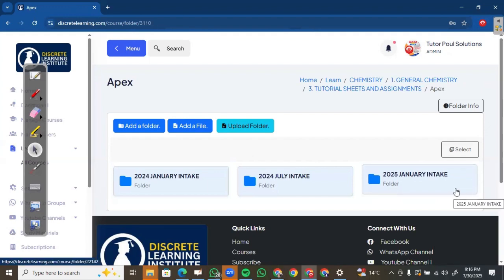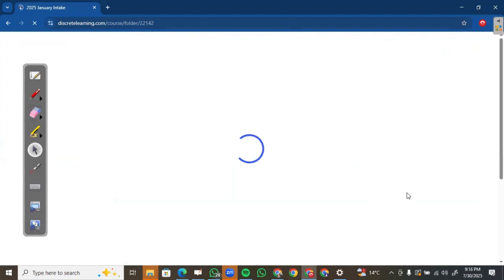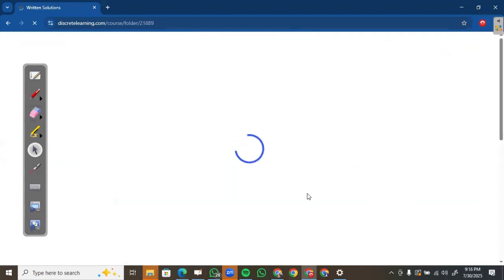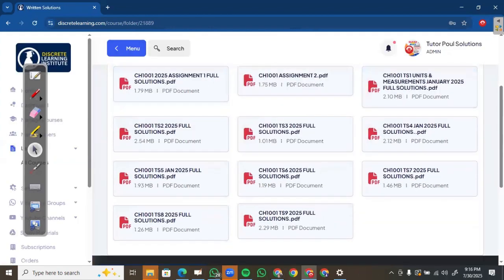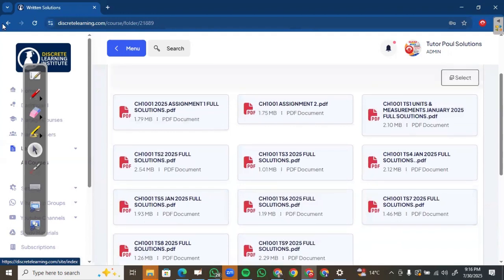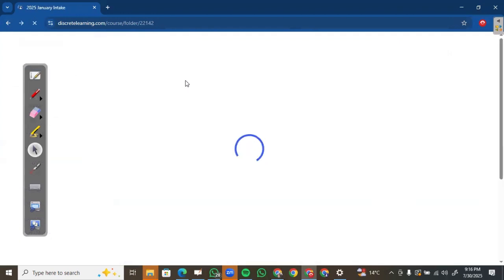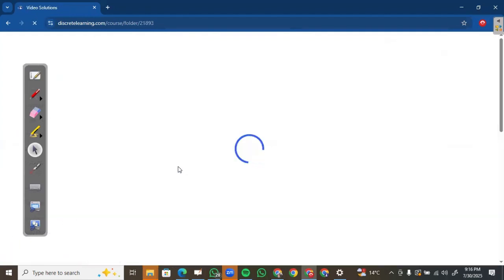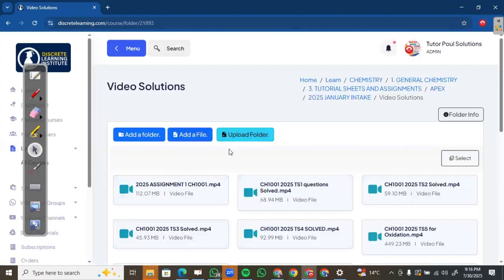The concept is the same, meaning you can learn even the videos here. So you can go to 2025. You're going to find written solutions, for those who prefer written solutions. Tutorial sheet one up to tutorial sheet 9. And then the videos, we also have them here. We have a tutorial sheet, and we have the assignments, first of all.